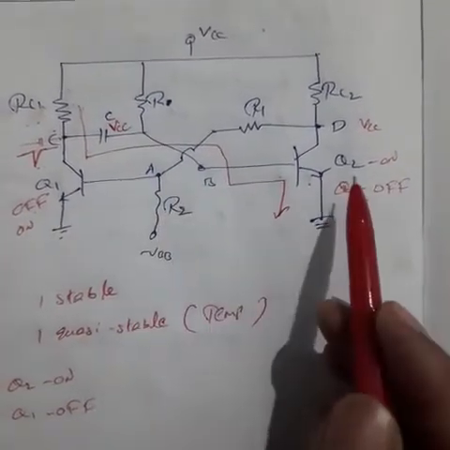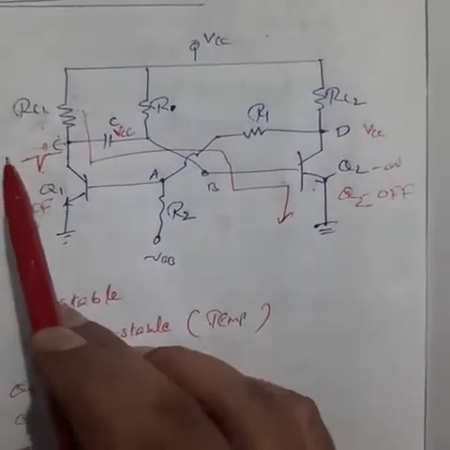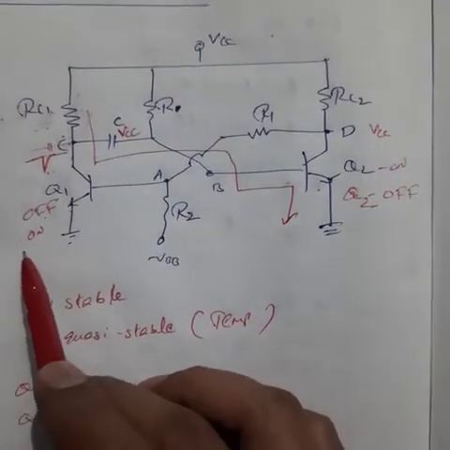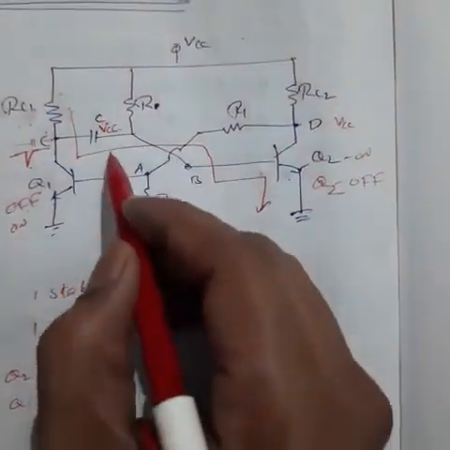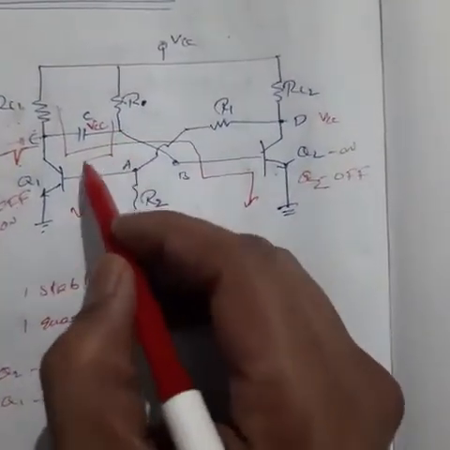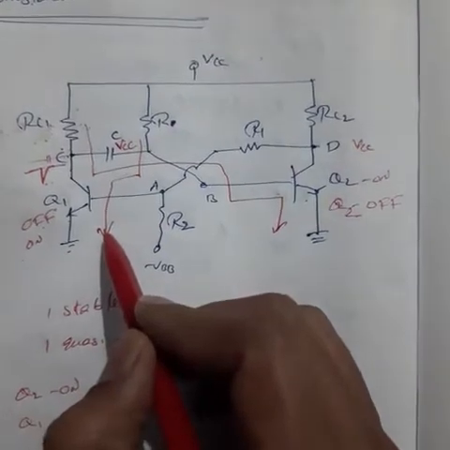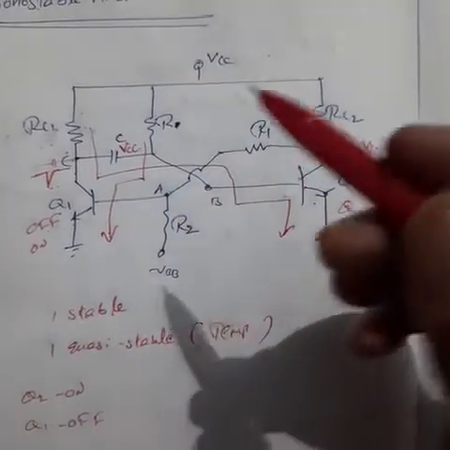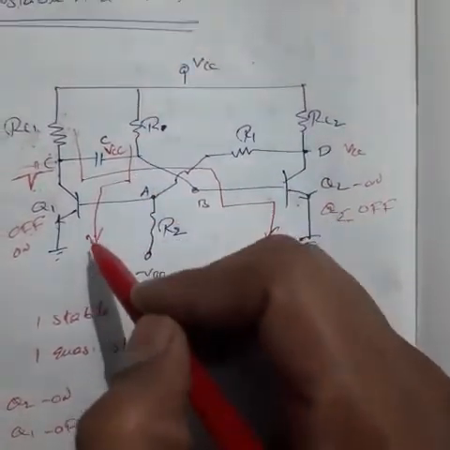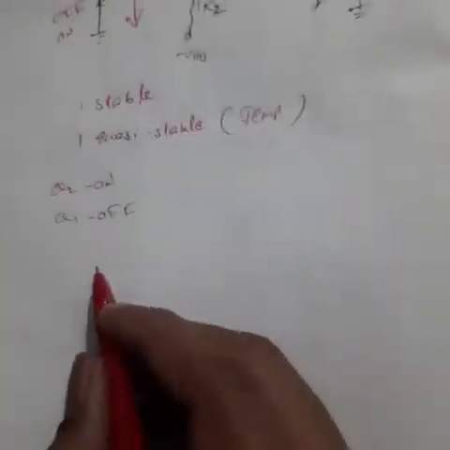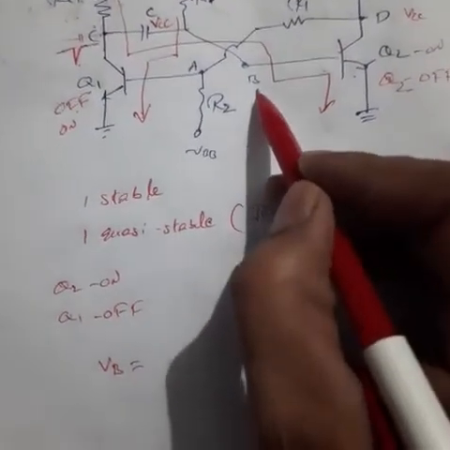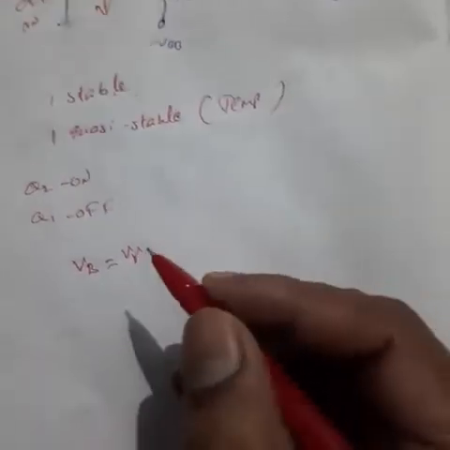Let's see the operation again. When a negative trigger pulse is applied, then Q2 becomes off and Q1 becomes on. Okay, at this time the capacitor starts discharging in this path. Like this the capacitor will be continuously discharging, and at some point the voltage at the base of transistor Q2, that is VB, is equal to V gamma.